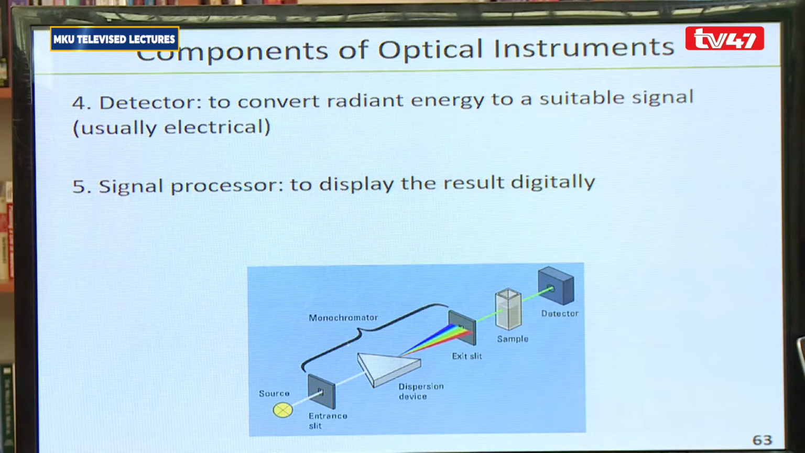Then you also need a detector. Remember, everything that is happening is in the form of radiant energy. It is light, it is radiation. But we need a gadget that is now going to convert this radiant energy into an electrical signal that is going to be plotted on a chart, and you are going to see it in the form of a spectrum. Again, you need a signal processor, which is going to display the results digitally.